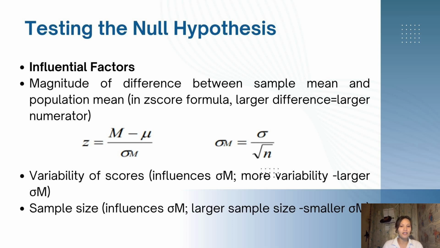There are a few key factors that influence this calculation. The first factor is the magnitude of the difference between the sample mean and the population mean. The larger the difference, the bigger the numerator in our formula, and the more likely we are to find a significant result. The second factor is the variability of the scores in the population. This affects the standard error, or sigma M, which is the denominator of the formula. More variability means a larger standard error, which makes it harder to detect a significant difference.